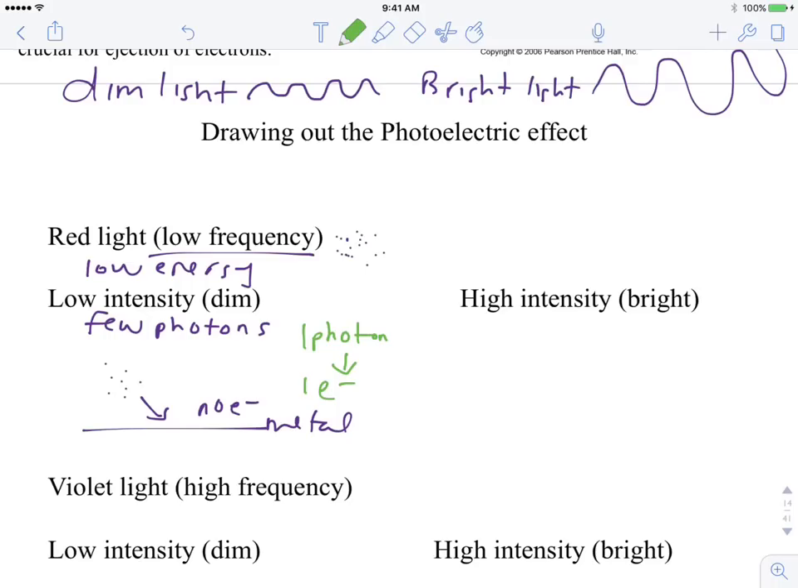If we do high intensity light, well, now instead of having just a few photons, we'll have a lot of photons. And so now over here I drew 1, 2, 3, 4, 5, 6, 7, 8. Now I'll have 20. And so these photons, they will come in, and there's a lot of them now. But even though there's a lot of photons and the light is really bright, no electrons are ejected.